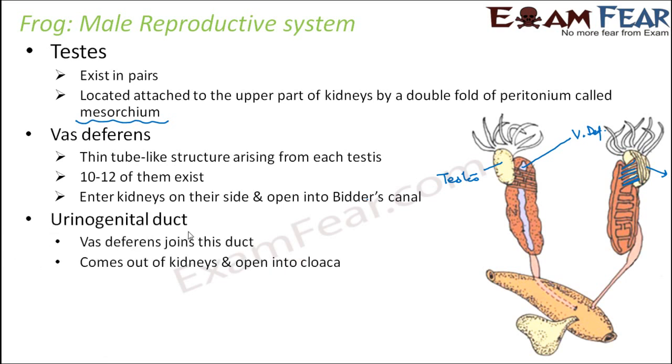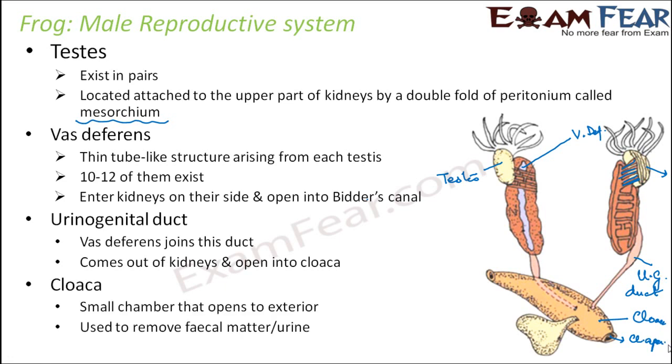Next is urinogenital duct. Vas deferens joins this urinogenital duct. This is the urinogenital duct. So the vas deferens will connect to this urinogenital duct. It will come out of the kidneys and open into cloaca. If you see, this will gradually go and open into the cloaca. This entire structure is known as cloaca, and this is the cloacal aperture. Cloaca is the small chamber that opens to exterior. It is used to remove fecal matter or urine.